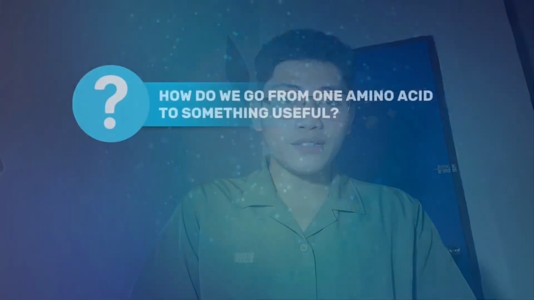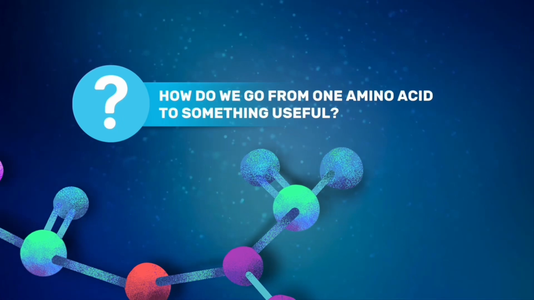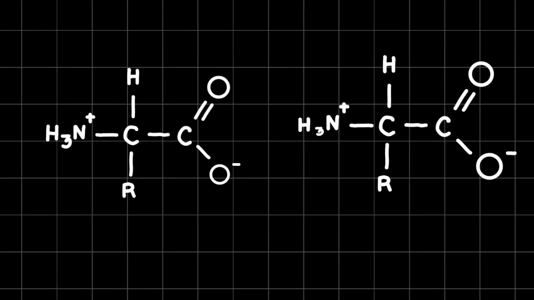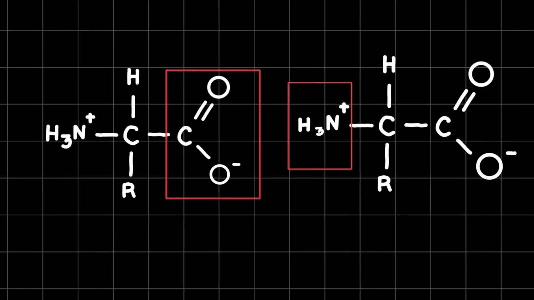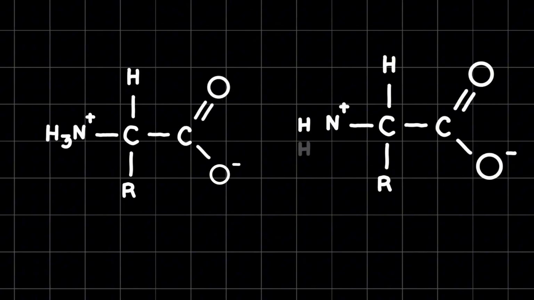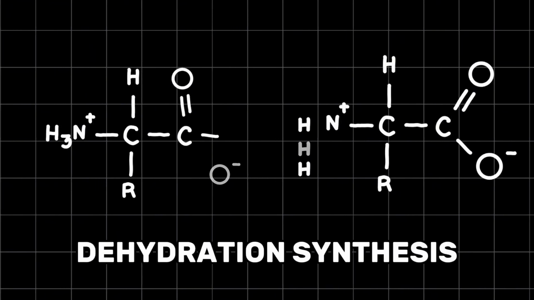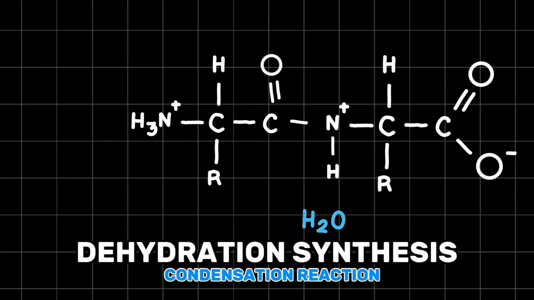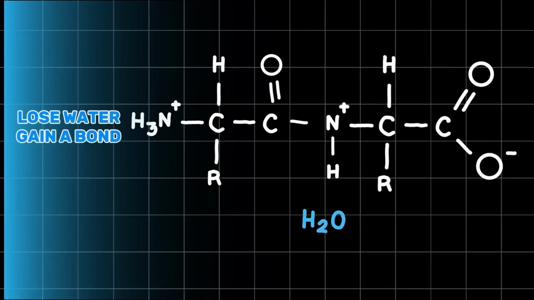So, how do we go from single amino acids to something useful? Here comes the peptide bond, the ultimate biochemical handshake. Here's how that works. One amino acid's amino group meets another's carboxyl group, and they're like, hey, let's kick out a water molecule and link up. That's called a dehydration synthesis or a condensation reaction. So basically, lose water, gain a bond. Congratulations, you just made a dipeptide bond.